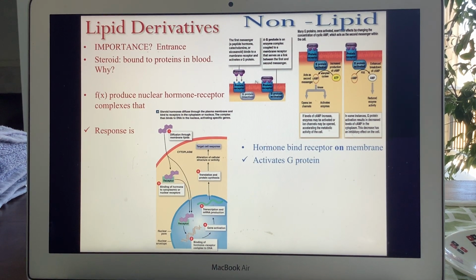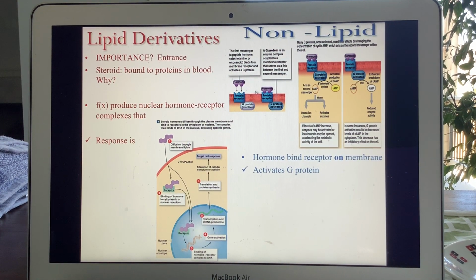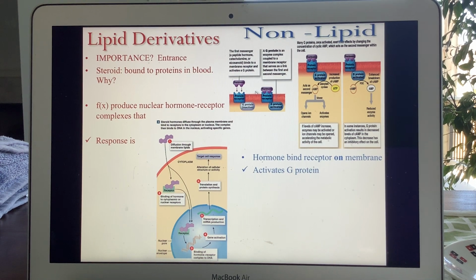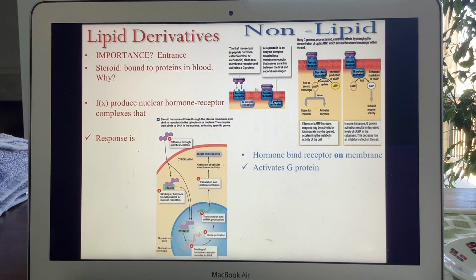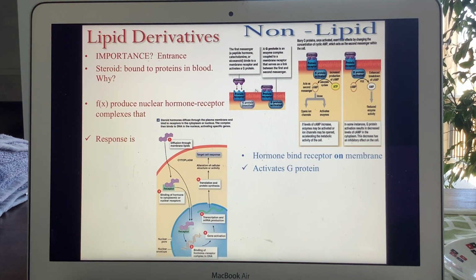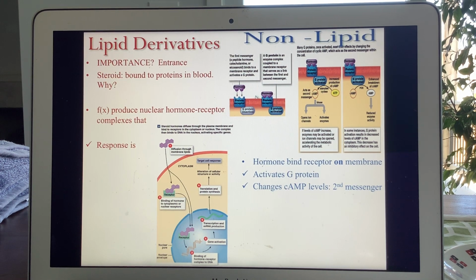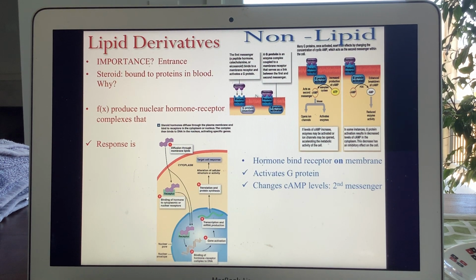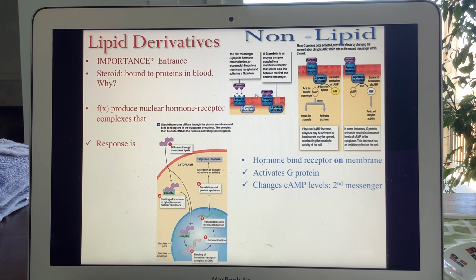The second thing that's going to happen is that it's going to activate a G protein. When we talk about activation of a G protein, that's going to be called a second messenger. In essence, one of the most important second messengers that we're going to find in the body is called cyclic AMP. It's abbreviated lowercase c, uppercase A, uppercase M, uppercase P. So when you activate the G protein, you're going to increase cyclic AMP levels. And cyclic AMP is a second messenger.